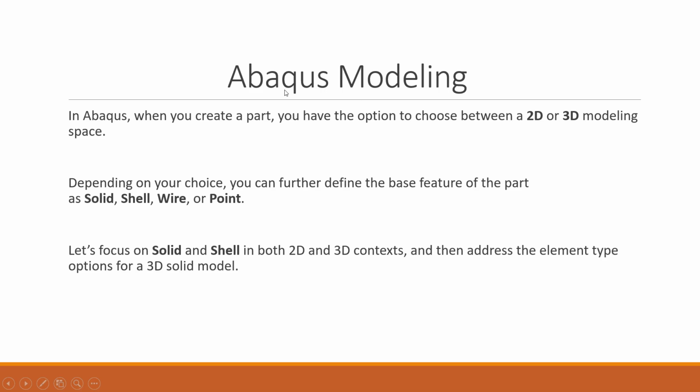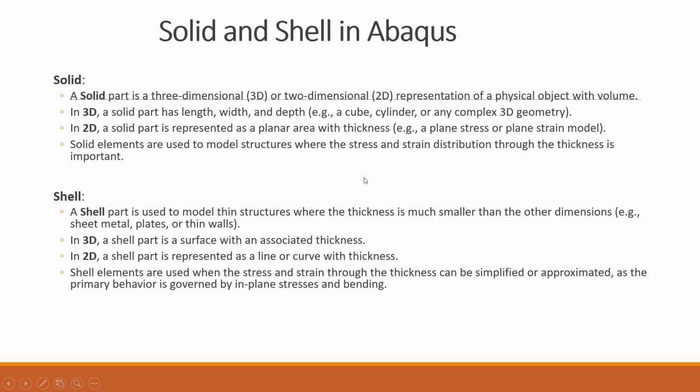In Abaqus modeling, we have the options for a two-dimensional or three-dimensional modeling space. Depending upon the choice, we may choose solid elements, shell, wire or a point. We have to focus mainly on the solid and the shell in both two-dimensional and three-dimensional contexts. So what is a solid in Abaqus? A three-dimensional or a two-dimensional representation of a physical object with volume.